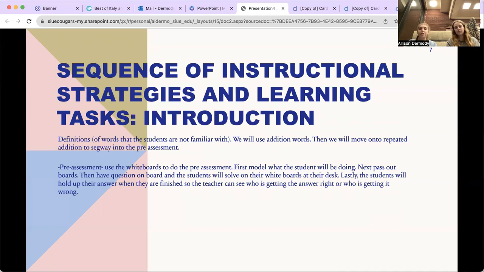We'll first model what the students will be doing. Next, we'll pass out the whiteboards, and then we'll have a question on the board, and the students will solve it on their whiteboards at their desk. And then the students will hold up their answer, and the teacher can see who got the answer right and who needs some more help.